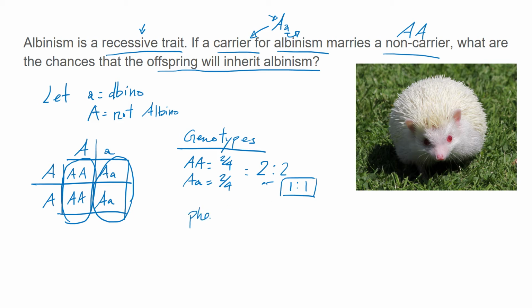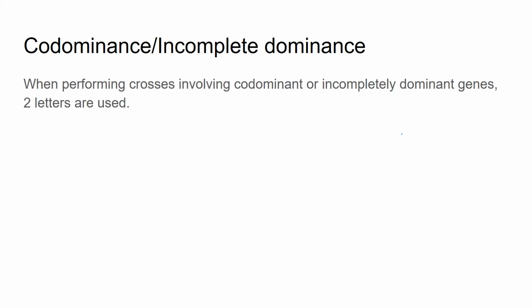And then if we want to do the phenotypes, let's see. These guys will not be an albino. These guys will also not be an albino, right? 100% will not be albinos. 100% exhibiting melanism. Look at this cute little hedgehog. All right, so that's pretty easy. Hope you got the hang of it. Let's move on to some different types of problems.